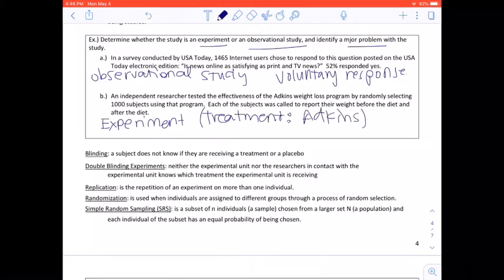And what is wrong with this? It is self-reported data. And so they could be lying or not being honest about their weight before or after.